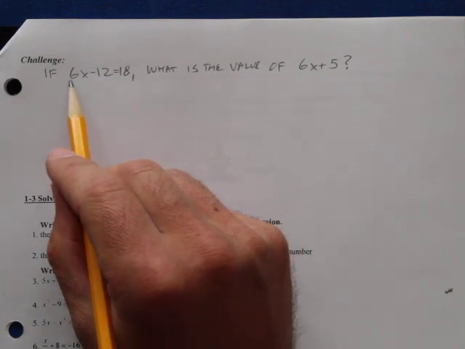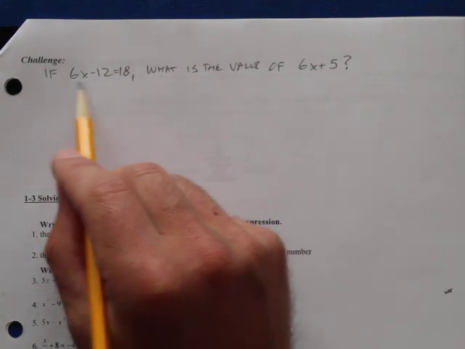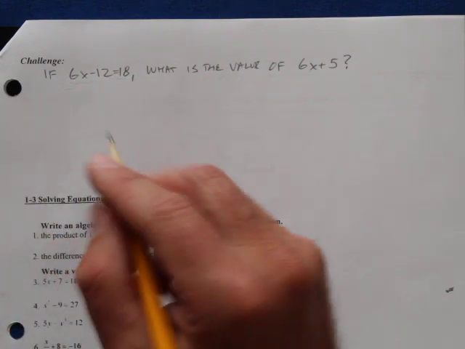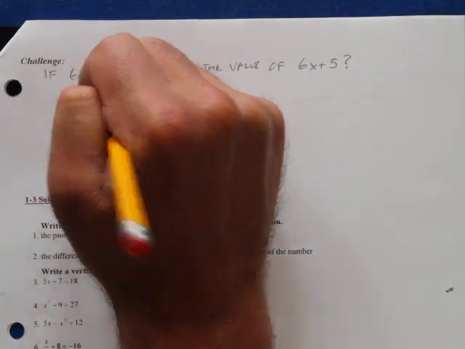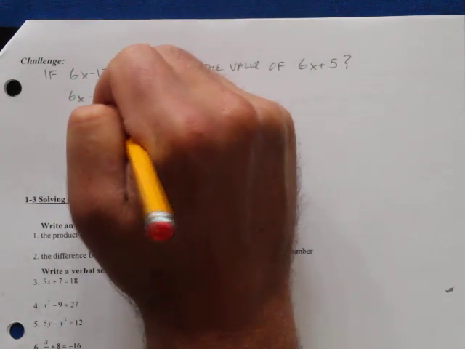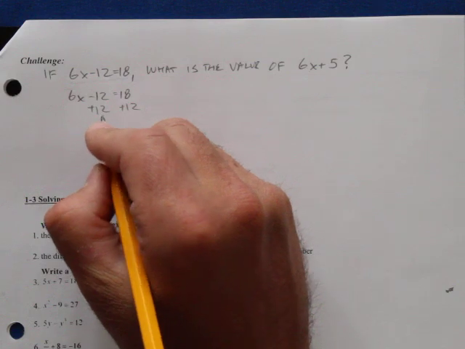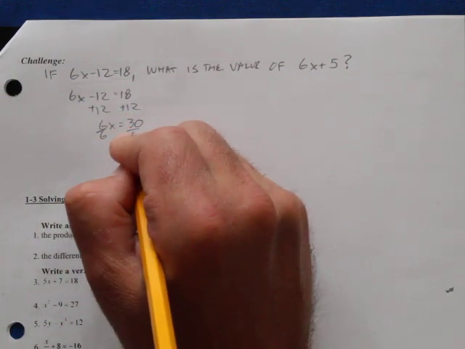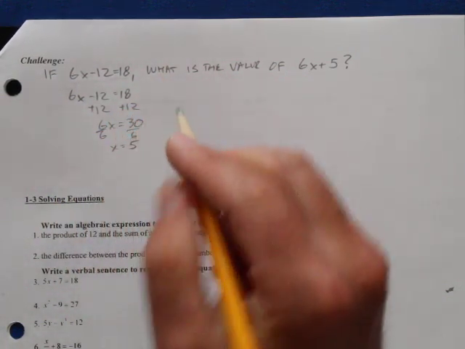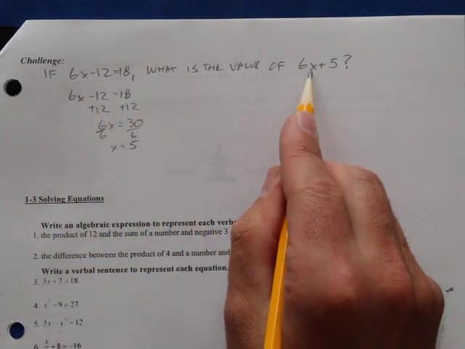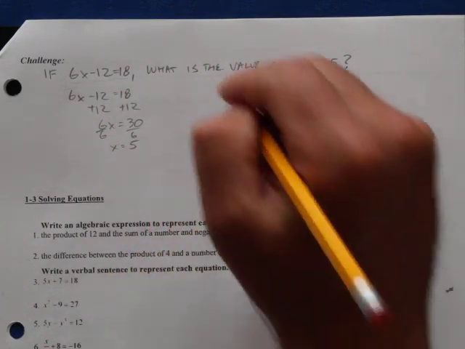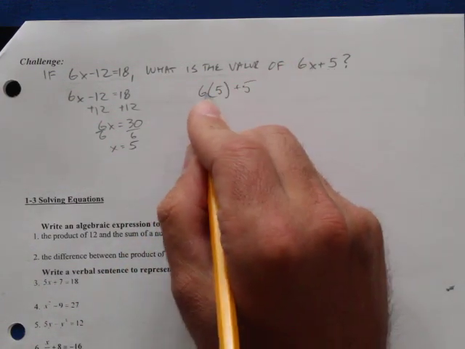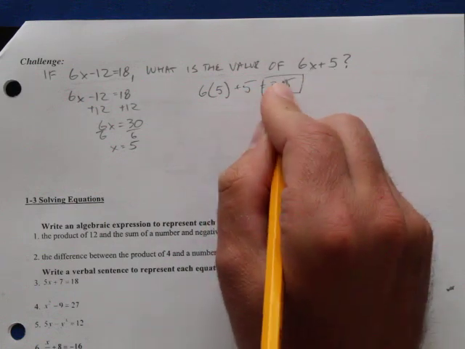What I'm going to do here is I have this equation, so I can solve for x. And then when I'm done finding out what x is, then I can just plug x into this expression. So let's just do that. 6x minus 12 equals 18. I'm going to add 12 to each side to try to get x by itself. And I end up with 6x equals 18 plus 12, which is 30. Divide by 6 to get that x by itself. X equals 5. All right, that's not my answer. What is the value of 6x plus 5? That's what I want to know. So 6 times 5, I'm just plugging in 5 for x, plus 5. So this is 30 plus 5 equals 35. There's my answer.